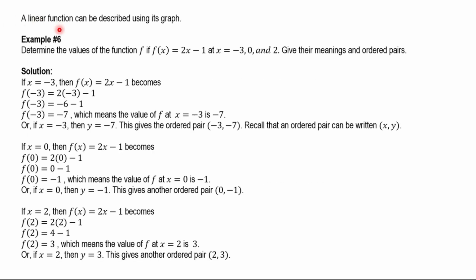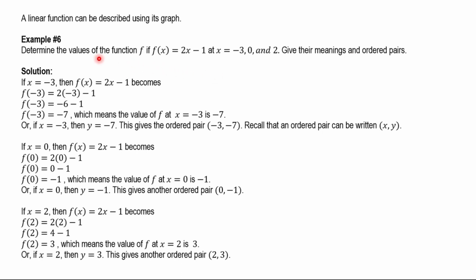Let us continue. A linear function can be described using its graph. So meaning, a linear function can be graphed. Okay, how? Let's answer this one. Example number 6. Determine the values of the function f if f of x equals 2x minus 1 at x equals negative 3, 0, and 2. Give their meanings and ordered pairs. Solution.